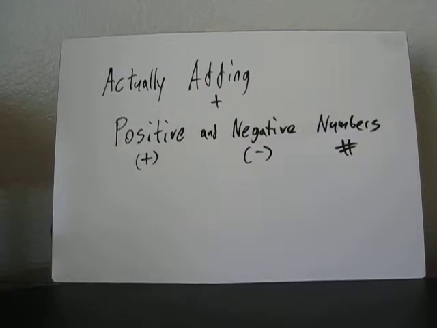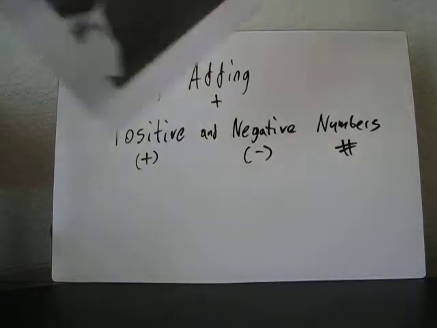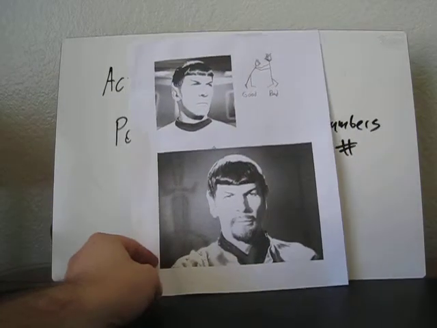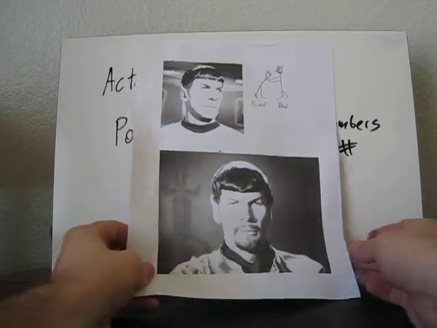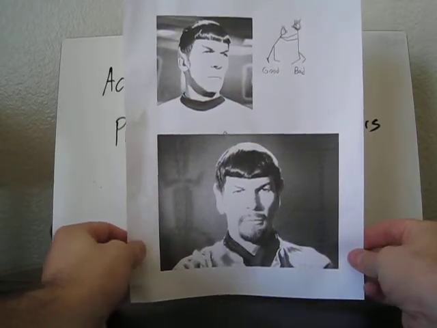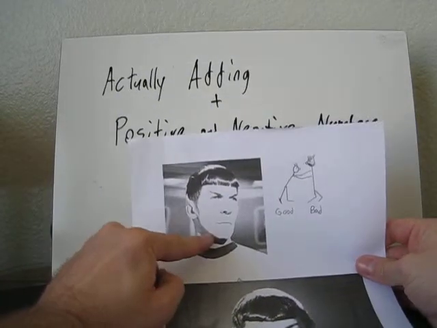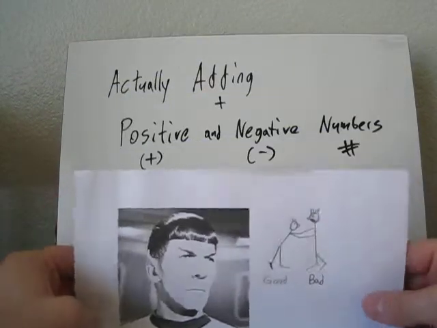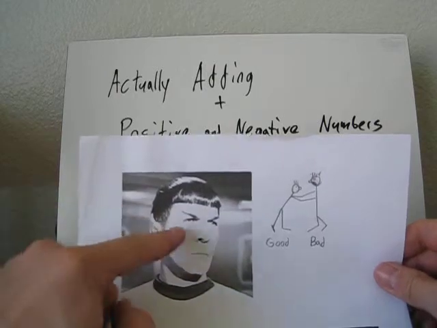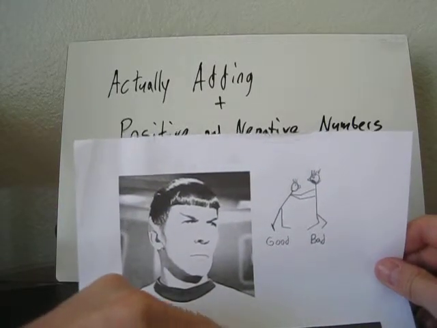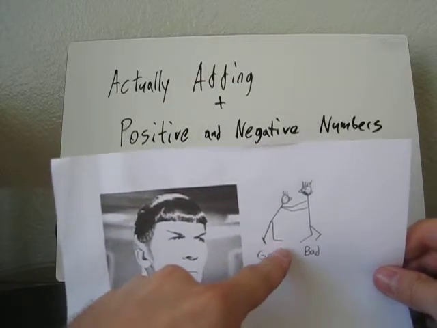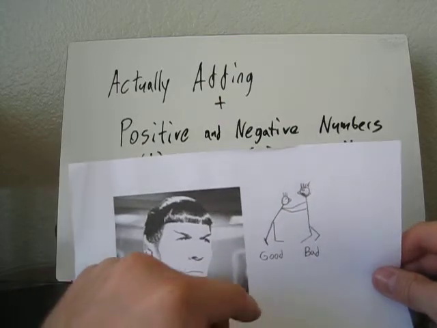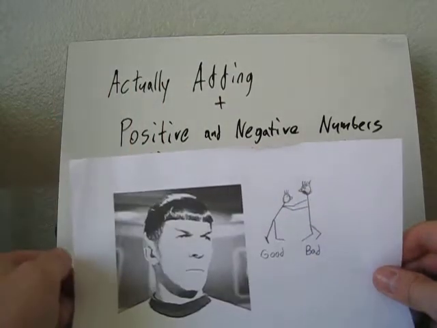But what happens when people from opposite teams come around? And by opposite teams, we're going to look back at good and bad Spock. Remember good Spock? No goatee. Bad Spock, goatee. And so when one good Spock and one bad Spock get together, they're going to get into a fight, and they're going to stay forever and ever in a fight, and nothing's going to happen.